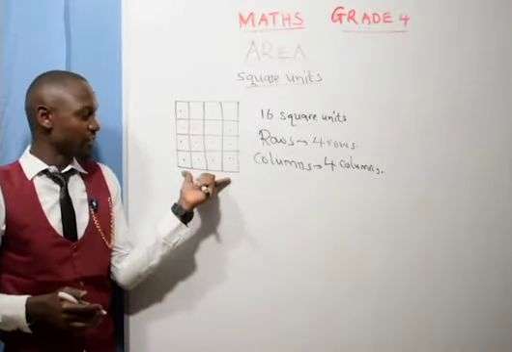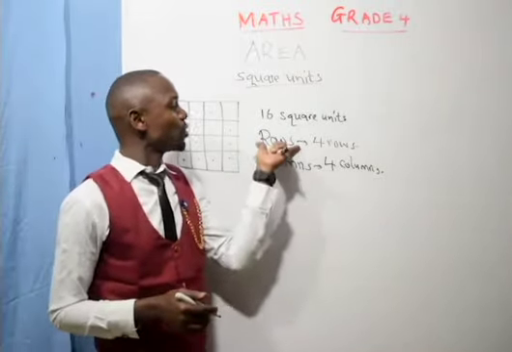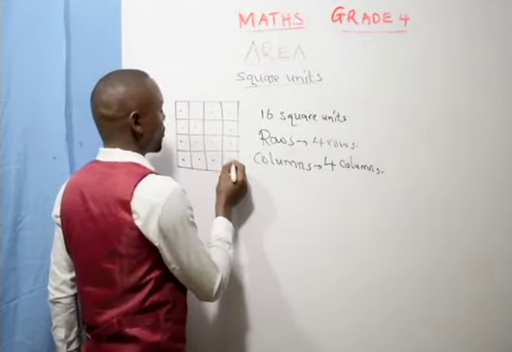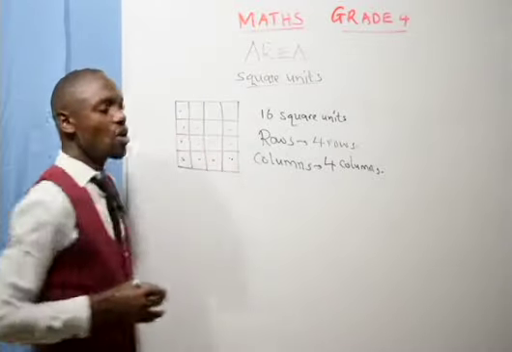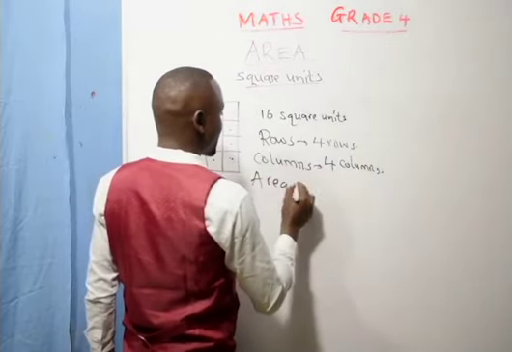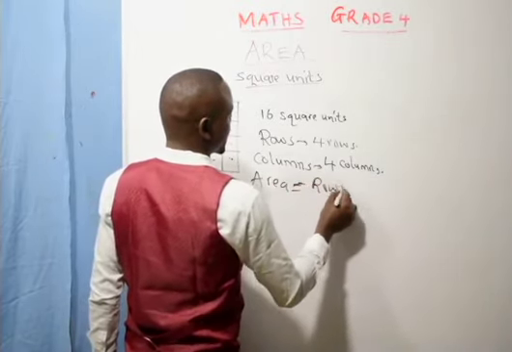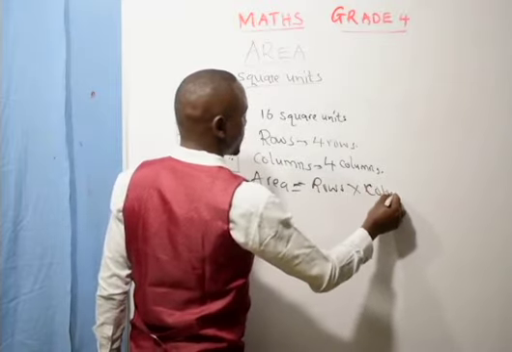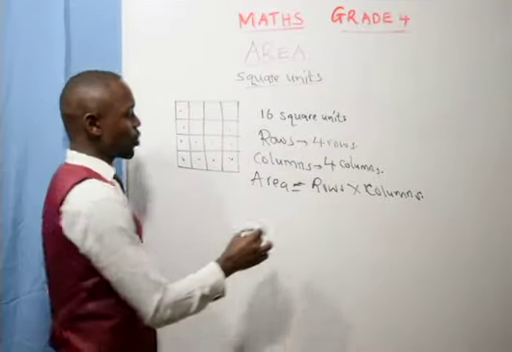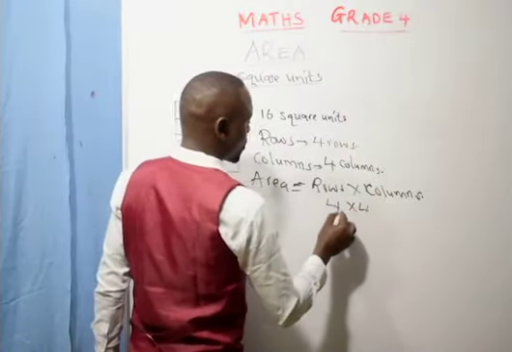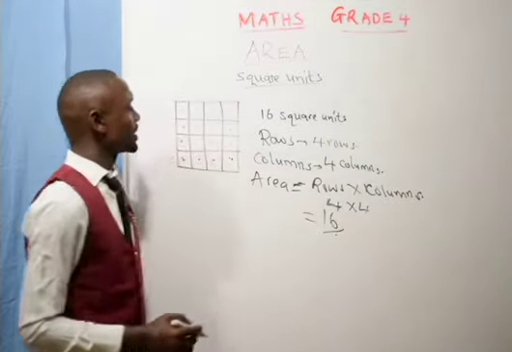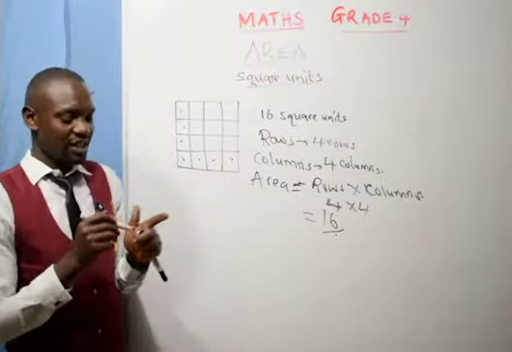So to get the area of this figure, we multiply the number of rows times the number of columns. We have 4 rows and 4 columns. So we have 4 times 4. What is 4 times 4? 4 times 4 is equal to 16. That is why we are saying the area of this figure is 16 square units.